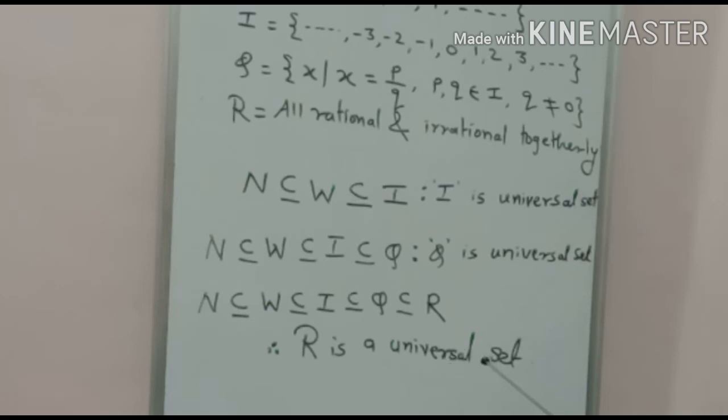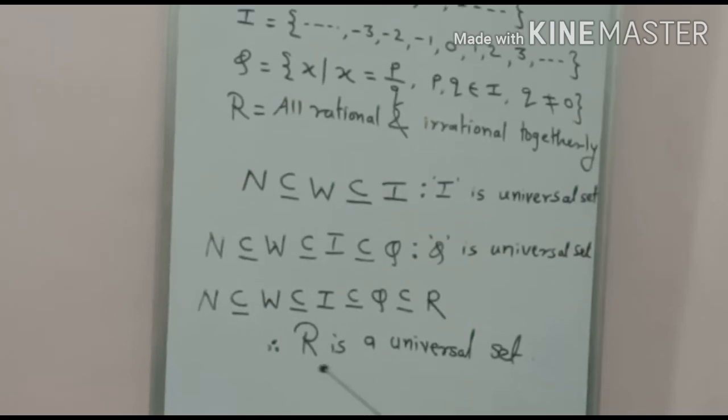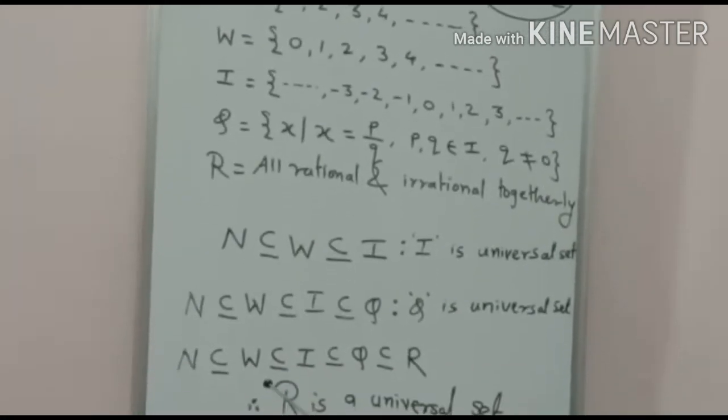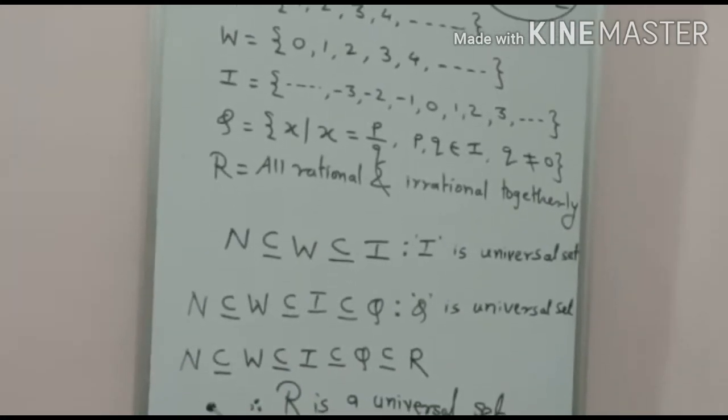So this is the concept of the universal set. Understood, students? Like this, we have given examples, and we have to decide which set is the universal set.